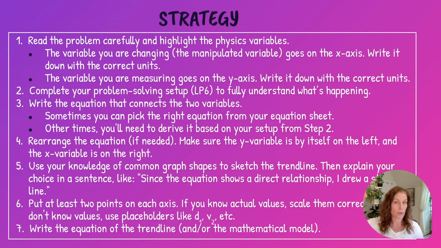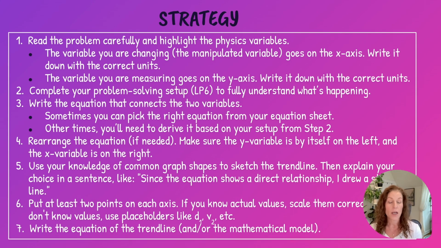So there's the learning progression 6 where you solve the problem, and then you can use that equation and the setup that you did to then inform your graph. Write the equation that connects the two variables, either from the derivation on another problem or just from the equation sheet. Rearrange the equation if you need to so that the equation and your variables mirror each other. And then use your knowledge of common graph shapes, that's where it comes in handy, to sketch that trend line.